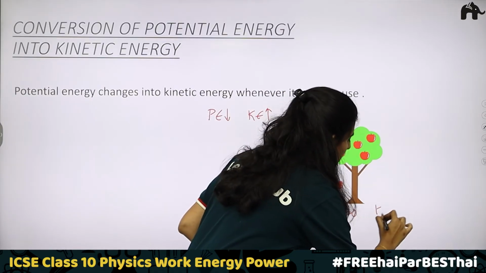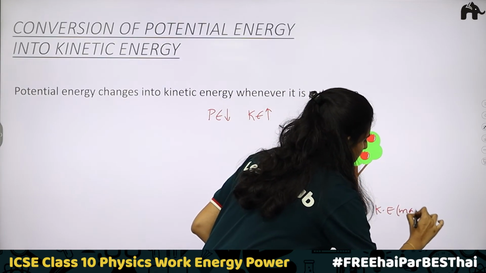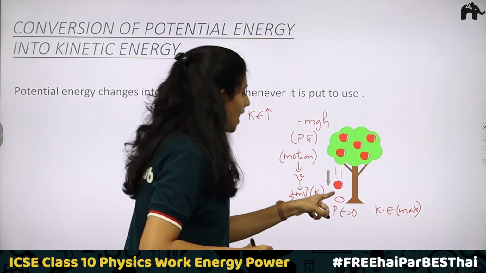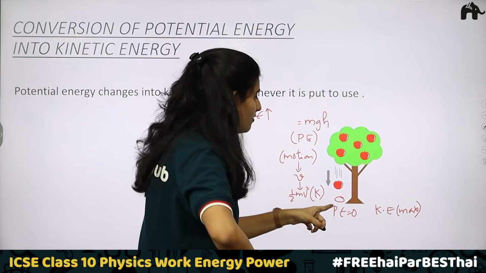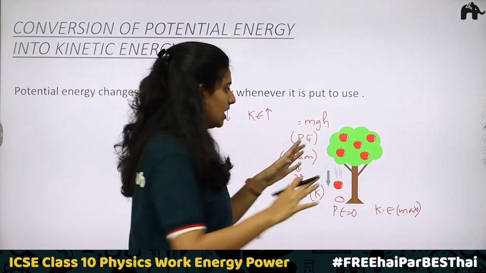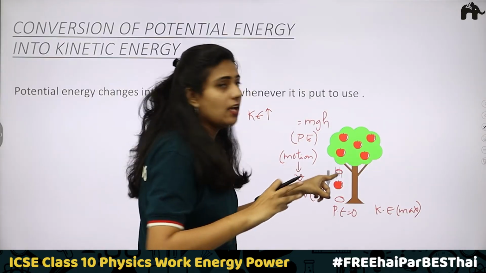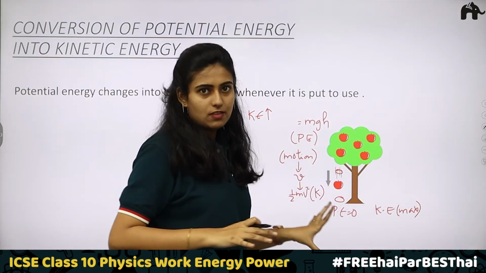Kinetic energy will be maximum at this point. Okay? Kinetic energy is maximum at this point because at the ground the body will be having maximum velocity. Here at this point it will be having some kinetic energy and potential energy. Potential energy will be maximum.